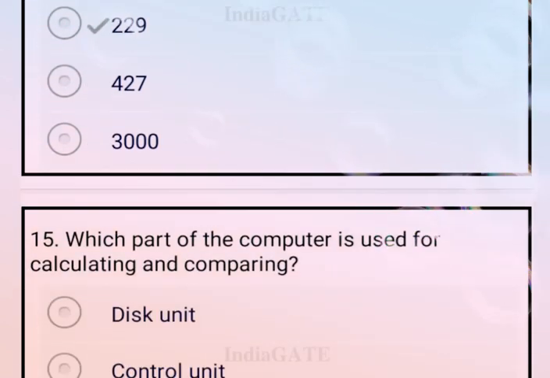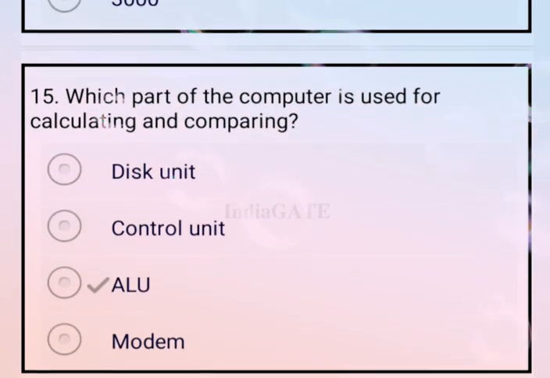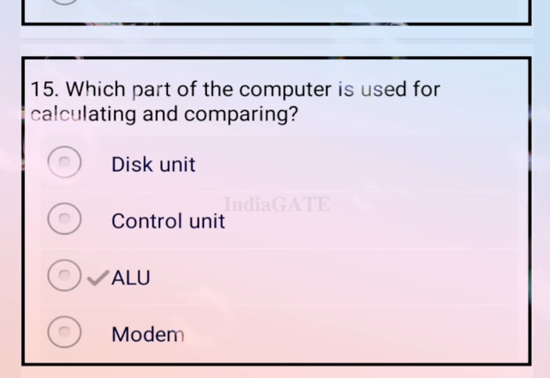The decimal equivalent of the hexadecimal number E5 is. So it is a very easy question which is related to your number system. So the correct answer is option B, that is 229. Next question. Which part of the computer is used for calculating and comparing? So the correct answer is option C, ALU, that is Arithmetic Logic Unit.